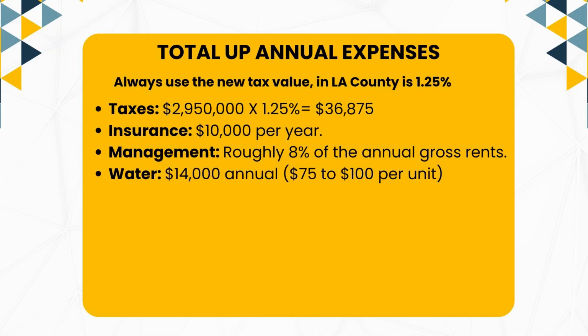Next, we have water. Most properties are designed with one water meter. We had clients recently in Gardena who bought a 4-unit property. Each unit had its own water meter, which I thought was great for the owner. Though most properties have one water meter, and the owner usually takes care of the water. If you own properties, you know that's the case most of the time. So here I calculated roughly 14,000. Usually what I do is anywhere between $75 to $100 per unit. So in this case, it's 11 units, so for the year, 14,000.